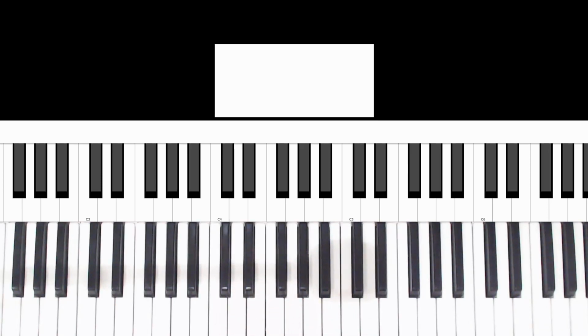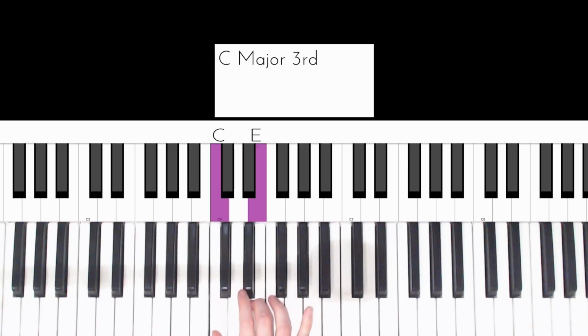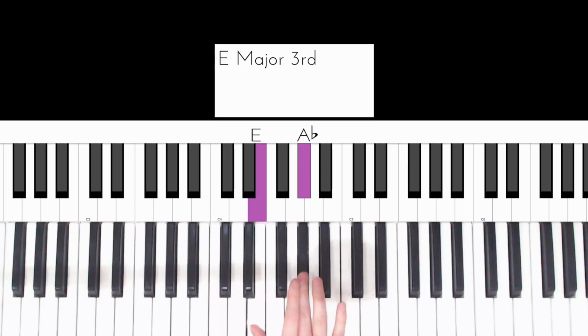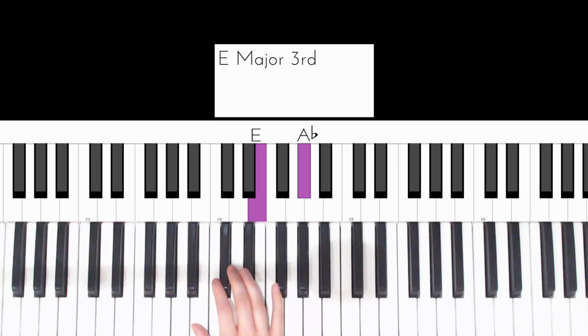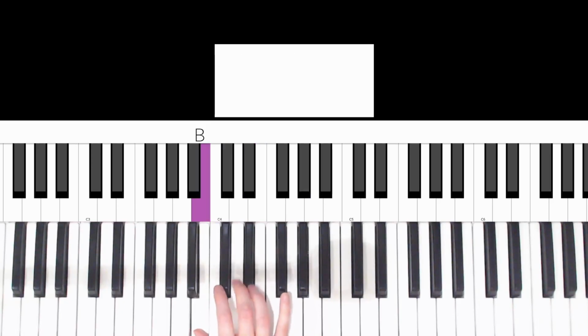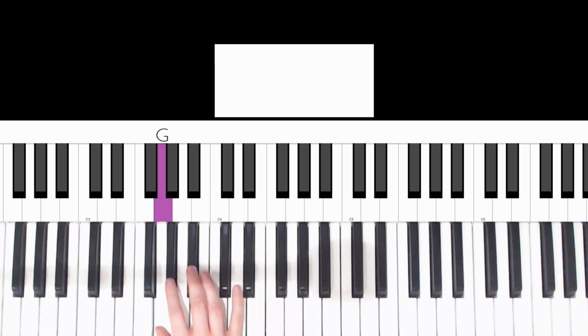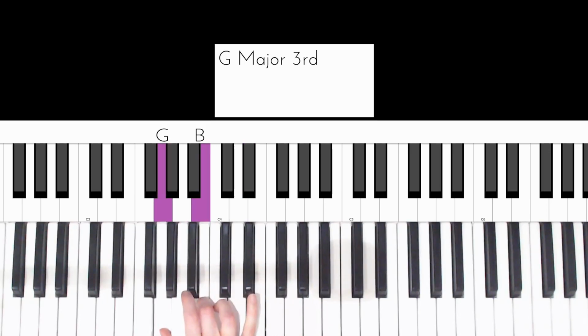Now let's have a look at a major third. 1, 3. So this is 2 whole steps or 4 half steps. So if that was my root, that's the sound of it. If my root was E, 1, 2, 3, 4 half steps. If my root was B, 1, 2, 3, 4. If my root was G, 1, 2, 3, 4.